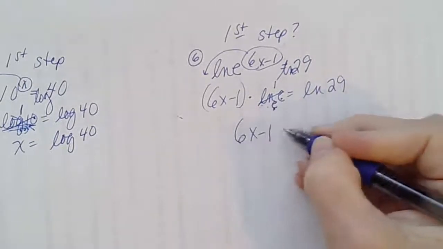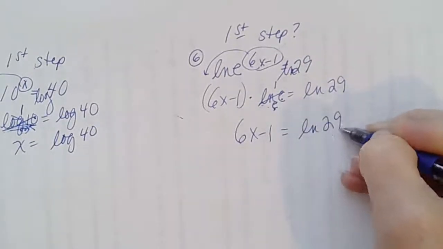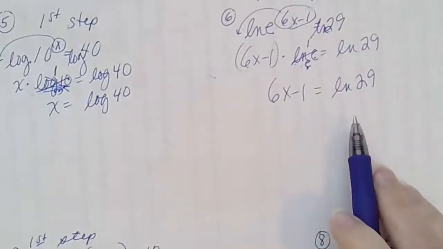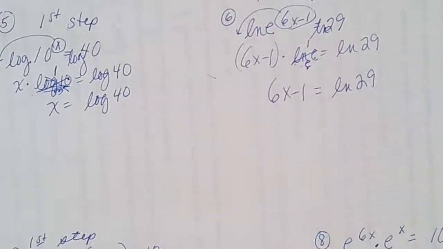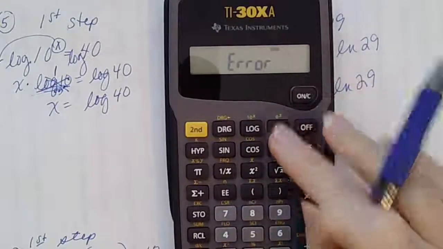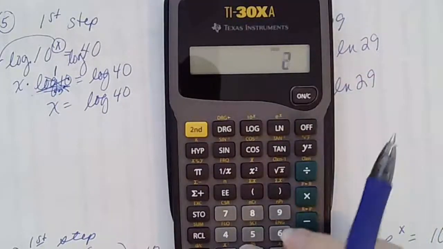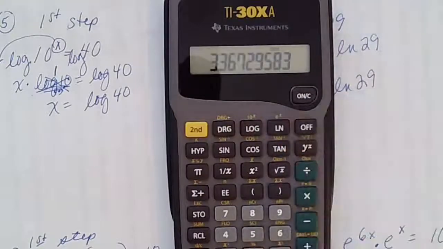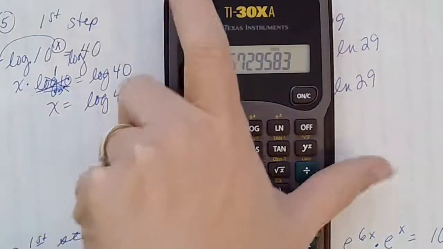ln of 29 could be worked out on your calculator. Again, if I'm using this calculator, I'm going to hit, let's see, ln. It won't let me hit ln directly. I have to hit the 29 and then the ln button. So notice that. Whereas on this calculator, and in other scientific calculators, they're all just a little different.